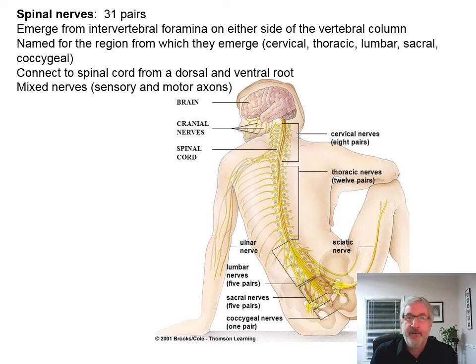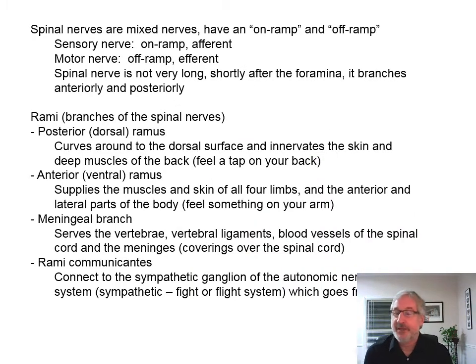So, next slide. Okay, as I mentioned, spinal nerves are mixed nerves. There's a sensory portion and a motor portion. You can think of the sensory nerve as an on-ramp, afferent, going up to the brain, and the motor nerve is an off-ramp going down out to the rest of the body.